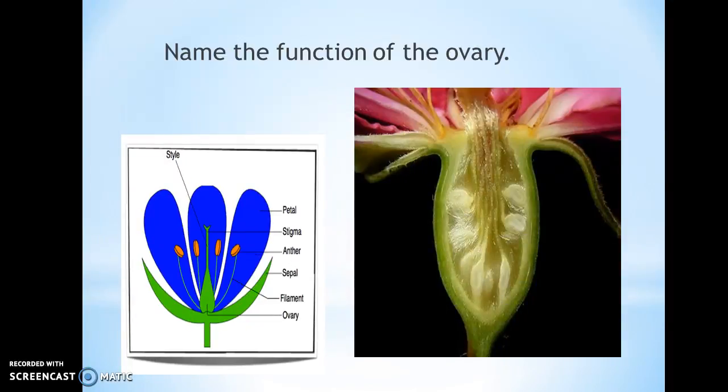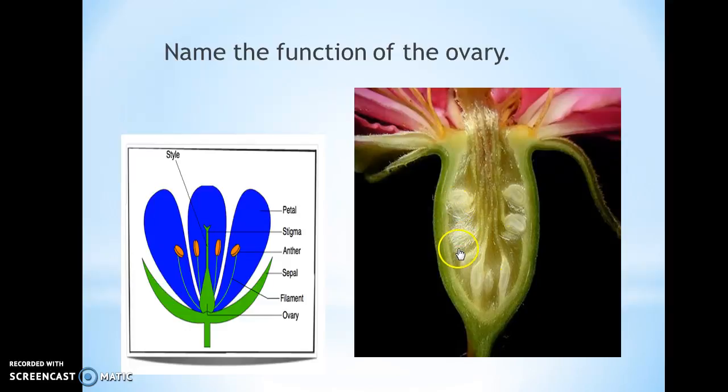Okay, the next part is the ovary. As you can see from the diagram picture, the ovary is inside this little part. If I were going to cut open a female flower to see the ovary, this outside whitish, yellowish color is the ovary. The job of the ovary is to hold all of these ovules.